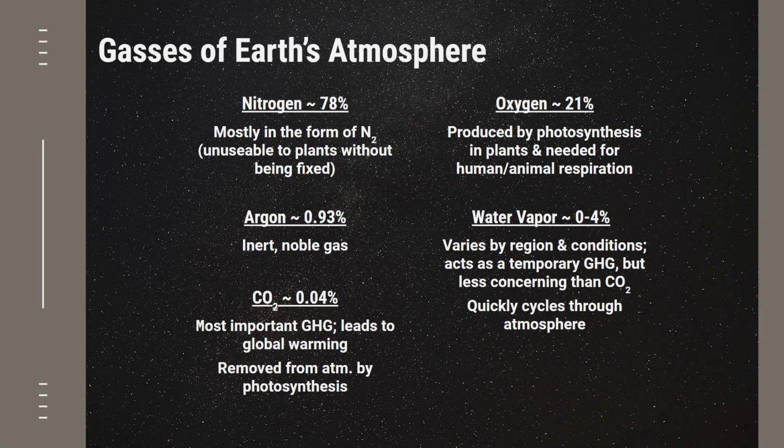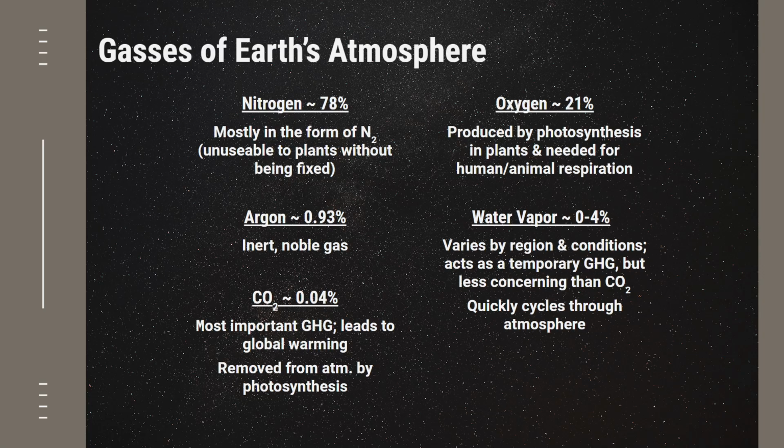Then we have oxygen next at about 21%. This is critical for life on Earth because animals, including humans, use it for respiration. Notice I did not say breathing. This is a key APES vocab term that we should know. It is not enough on an FRQ to say that we breathe oxygen, as that is just the active pulling of air into our lungs.